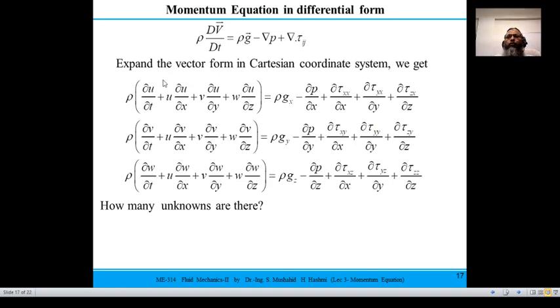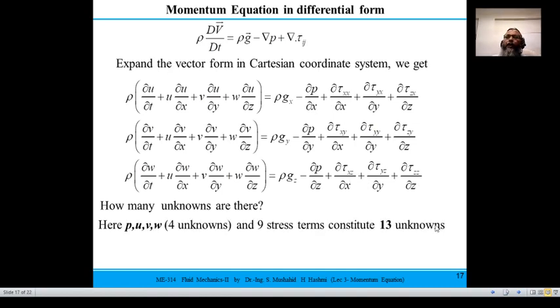So u, v, w are the three components of velocity. P is the pressure, which is a scalar quantity, and there are 9 components of the viscous stress tensor. So altogether we have 13 unknowns: 4 are u, v, w, the 3 components of velocity, and p, the pressure, and there are 9 stresses.